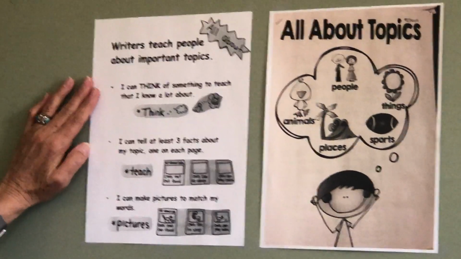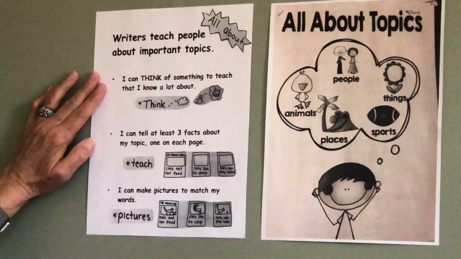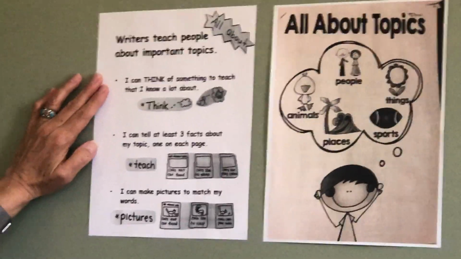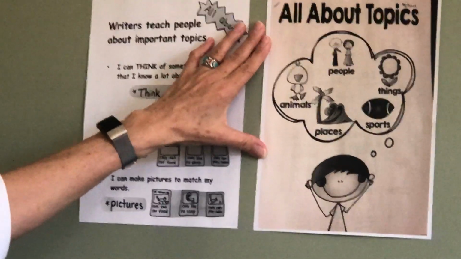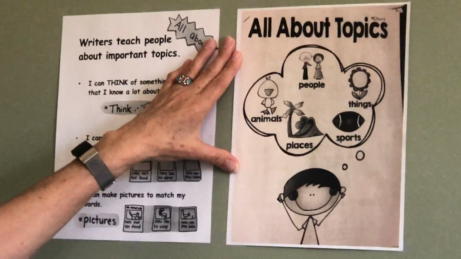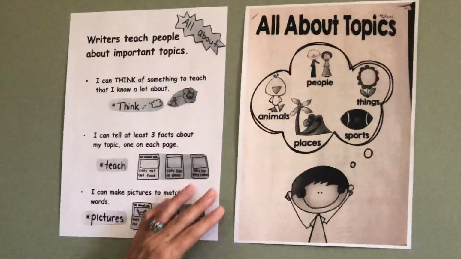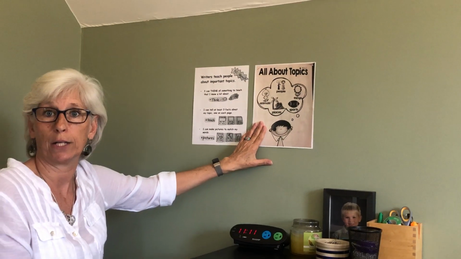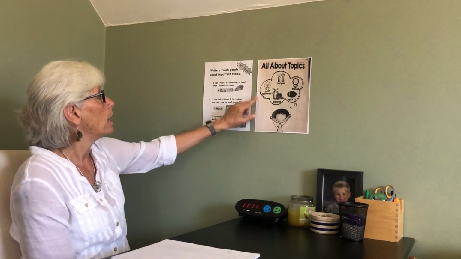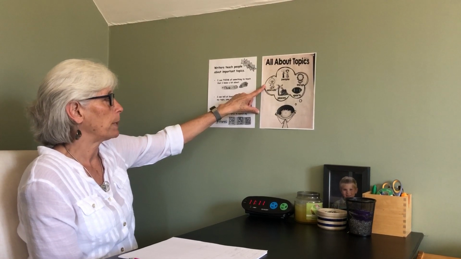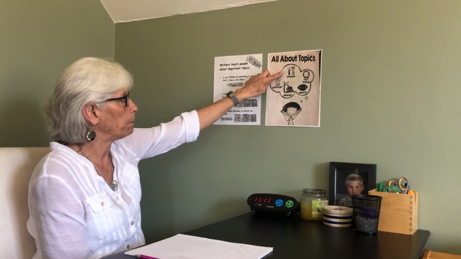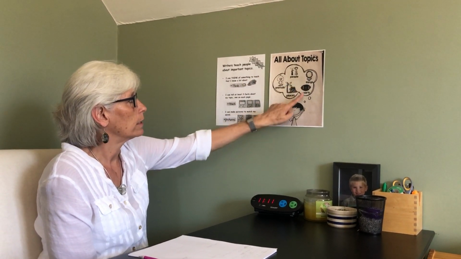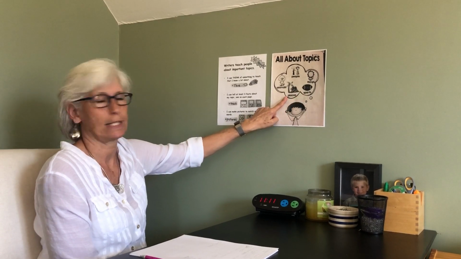So the first thing that I have to do is think first about a topic I know a lot about. So you have this in your packet. Here are some possibilities. You might think of something that's not on this list, and that's totally fine if you know a lot about it and you can teach somebody else. Some possibilities are animals, people, things, sports, and places.